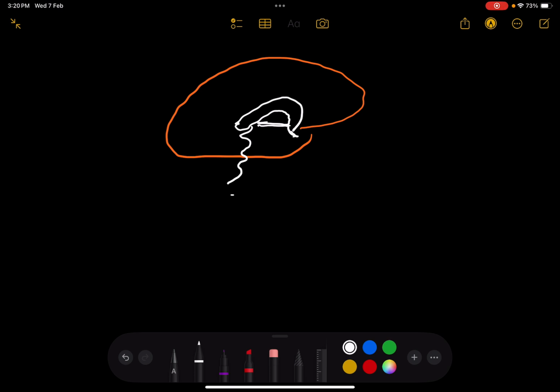And here is the pituitary gland, the hypothalamus, and the peduncles of the midbrain. We'll rub off because we are seeing this midbrain here.